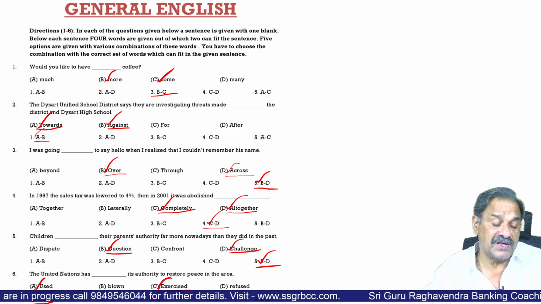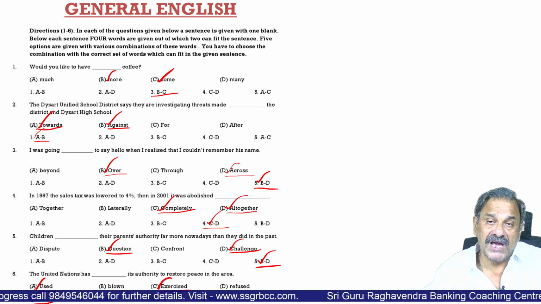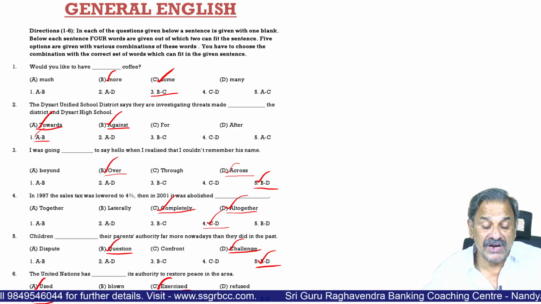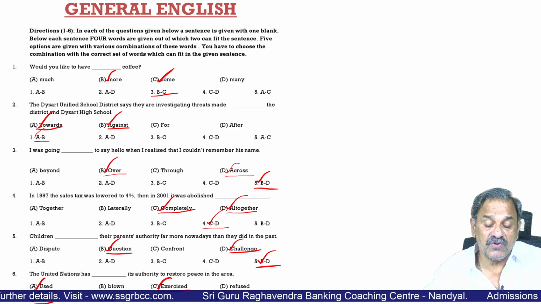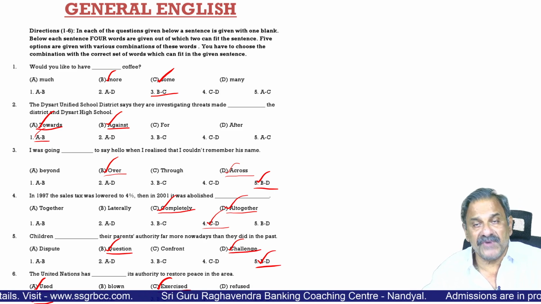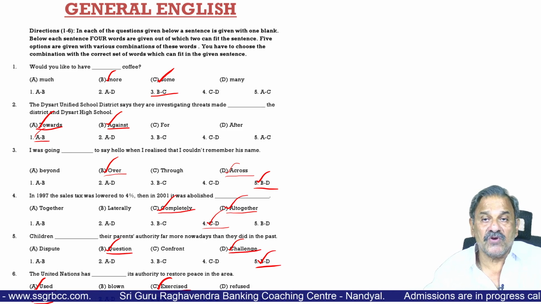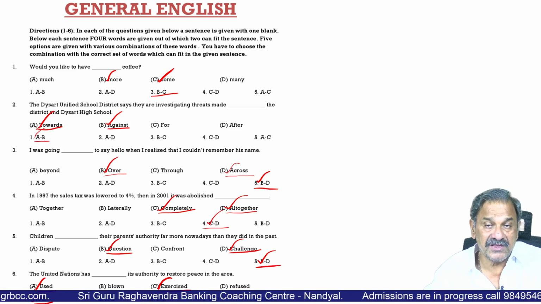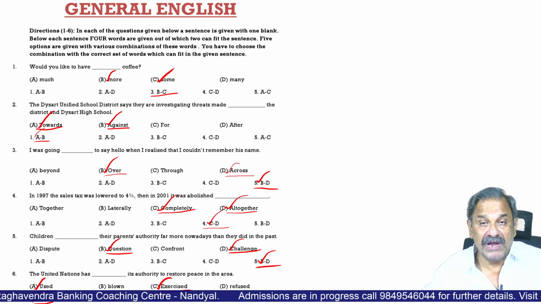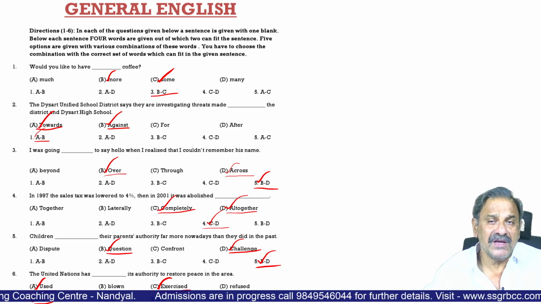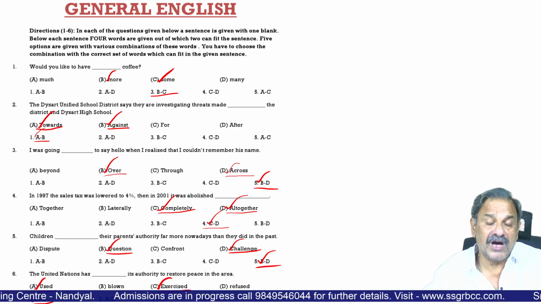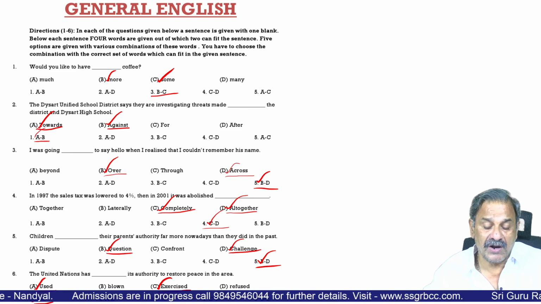Two words: against. I was going to say hello when I realized it is related to the first. When I realized that I could not remember his name. Some friend came, I could not recognize his name. I am going to say hello when I come across a new person. I am not in a position to identify him. Come across or over. Come going over or across.